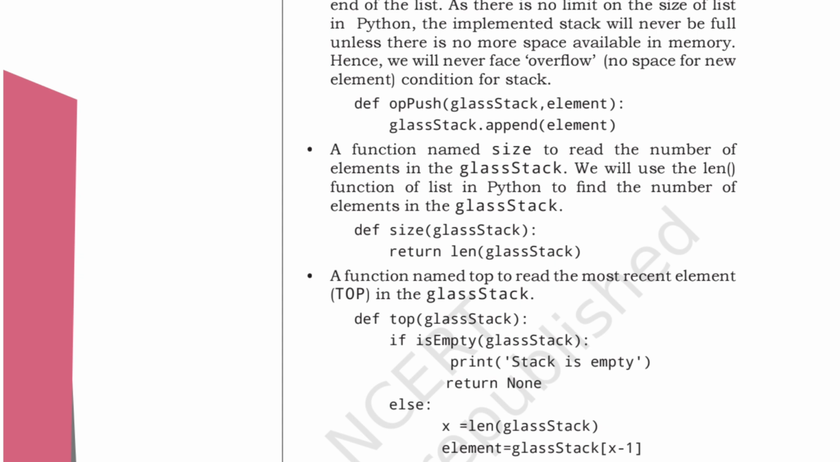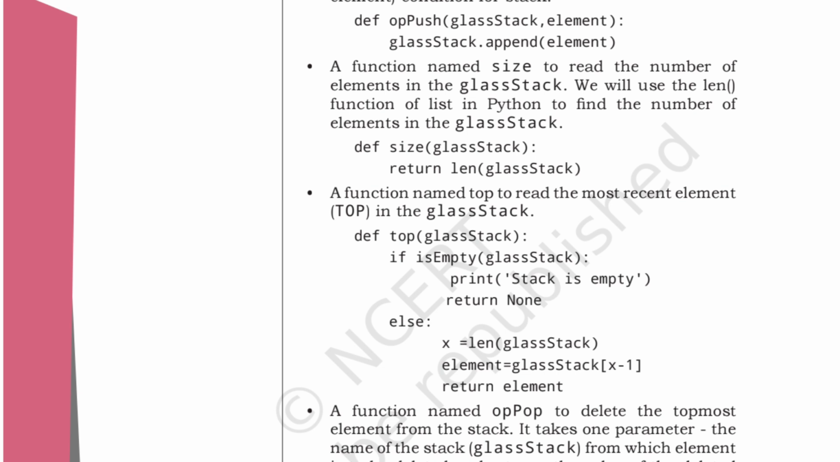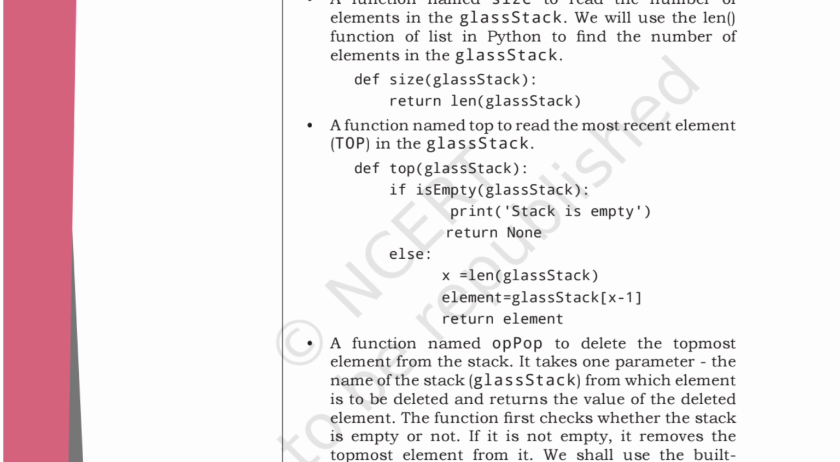Now we are using the top element over here, def top(glass_stack). If is_empty(glass_stack), print stack is empty, return None. Otherwise, x equals len(glass_stack), element equals glass_stack[x-1], and then return element. So over here the function named top reads the most recent element in the glass stack. So this is the top of the glass stack.